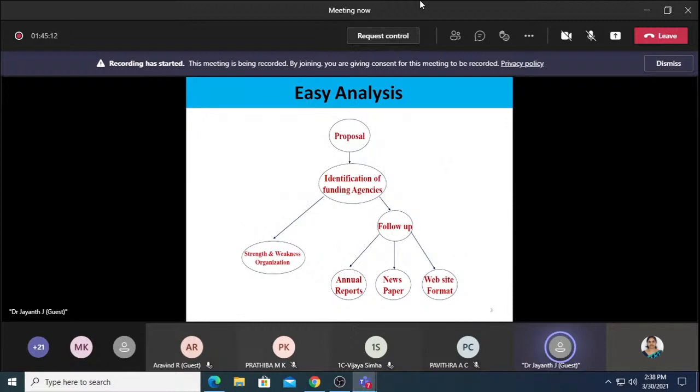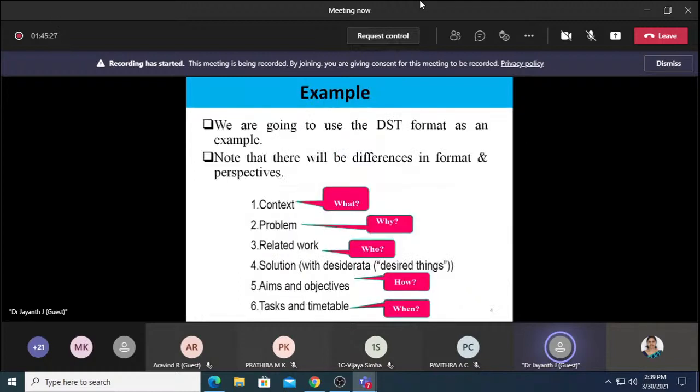That means your annual report says what equipment you have in your IoT lab. Will it be useful for this project? Afterwards, you need to check the websites for the format for filling in the proposal. First, for example, we are going to use the DST format as an example.